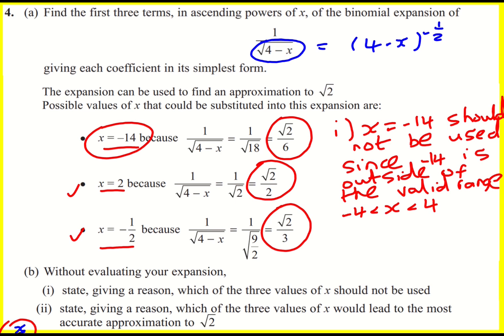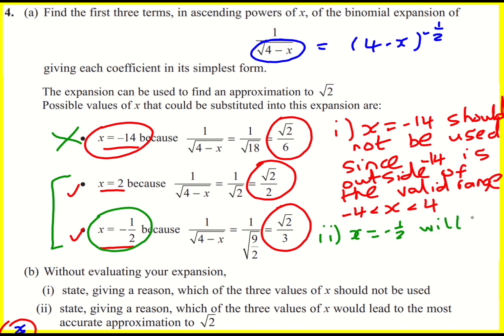And then which of the three, okay, we've already said that one's not okay, but which out of these two would lead to the most accurate approximation? It's going to be this one, because the smaller your x is, the quicker the terms are going to go to zero. And so we're going to need less of them to get a good approximation. So x equals minus a half will lead.